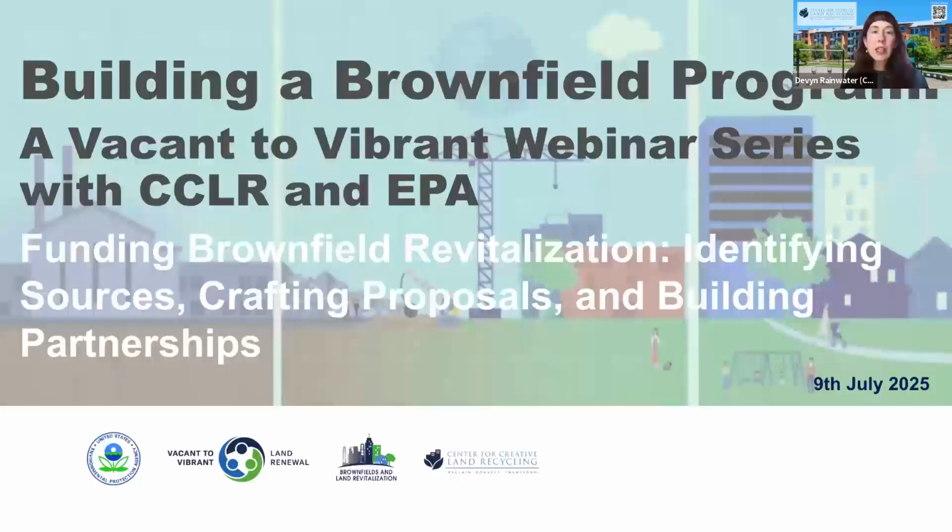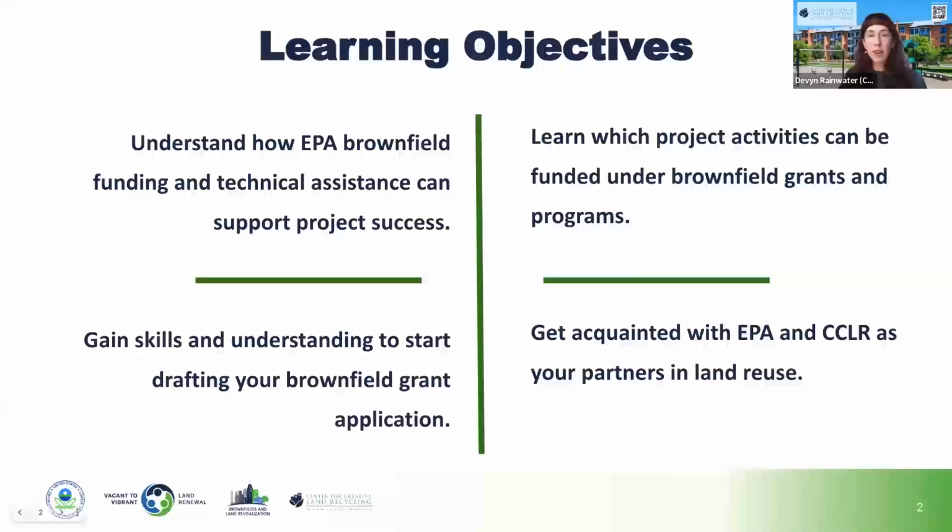So this is the third and final webinar of 3 webinars from the Vacant to Vibrant program with EPA and CCLR, which is the Center for Creative Land Recycling. Today's session is going to be all about funding brownfield revitalization, and we'll talk through identifying funding sources, crafting proposals for those sources, as well as building partnerships to increase the success of your projects.